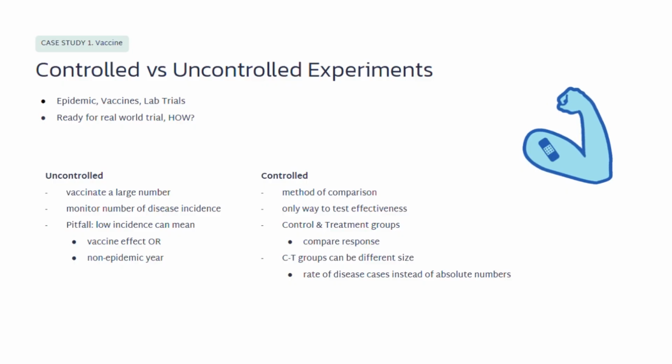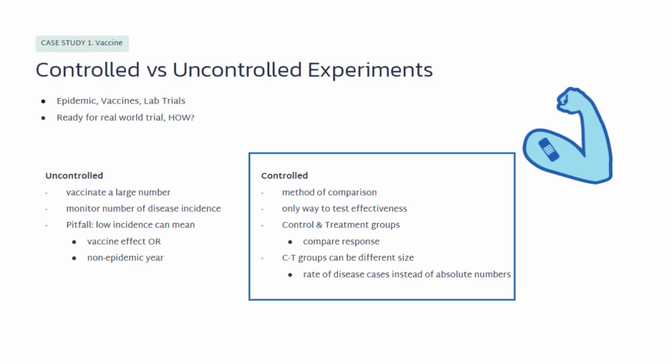Okay, and what's the better way? There is another way of doing this experiment, and we call it, as introduced, the method of comparison. You deliberately leave some kids unvaccinated and use them as your control group, and the others go to the treatment group and get the vaccine. Then you compare the response from the control group to the response you see from the treatment group, and you see if the treatment made any difference. That's the only way to test the effectiveness of the vaccine.